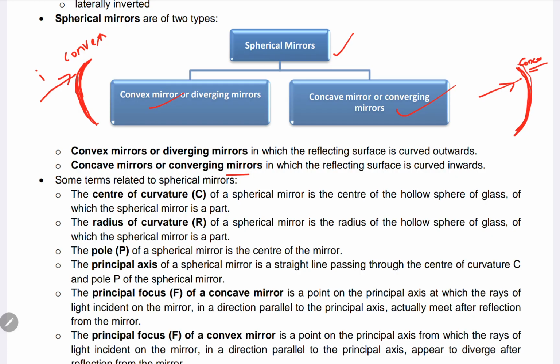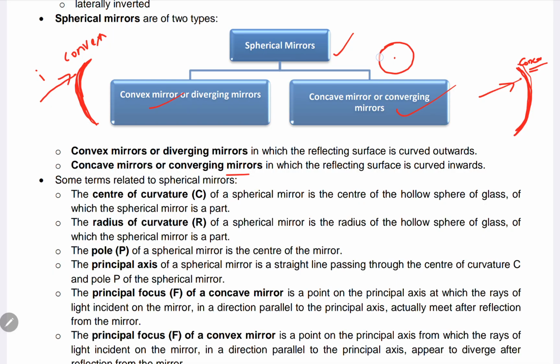Some terms we need to understand about these two mirrors. What is the center of curvature? What is the radius of curvature? What is the pole? What is the principal axis? What is focus? You need to understand this nomenclature. One by one, let us understand the center of curvature. If you observe these spherical mirrors, you can assume they are part of a sphere, cut from a particular sphere.